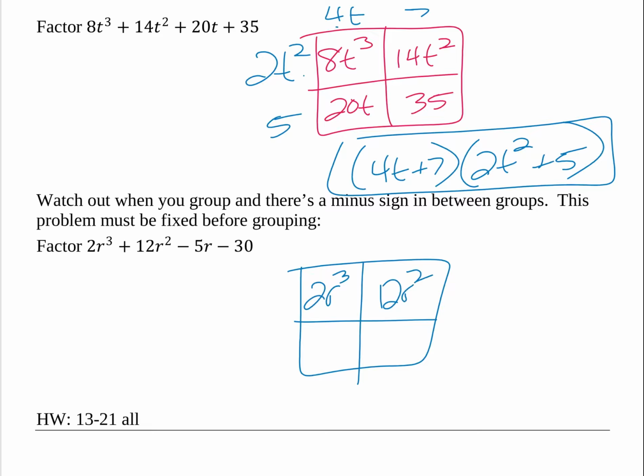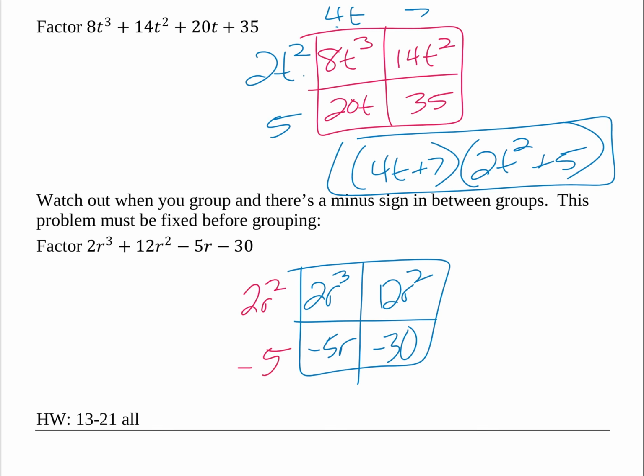12r squared, and then negative 5r, -5r, and then -30. Okay, so we just set it up as is, like we've been doing, and then we can go ahead and factor out the GCFs for the rows and columns. So what's the top row? 2r squared. Okay, and then the bottom row? Negative 5. It is -5.